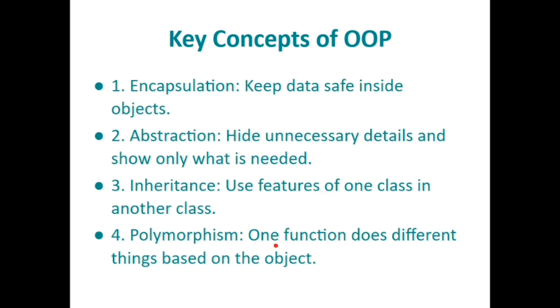Polymorphism is when one function does different things based on the object. It depends upon the object. If we have a different object, it performs a different function based on the object.